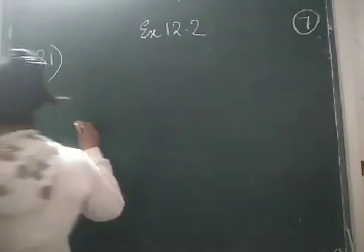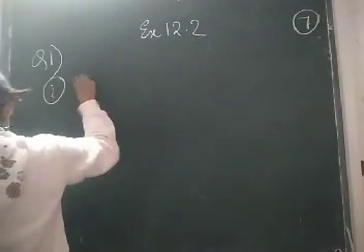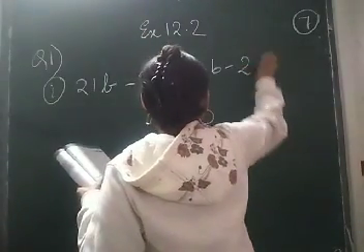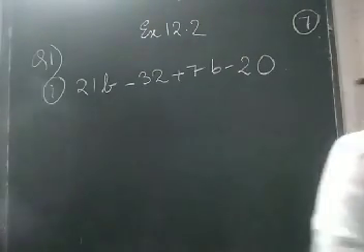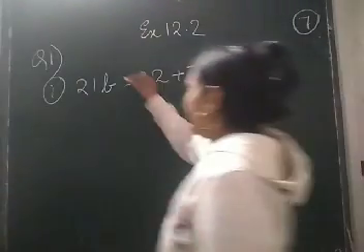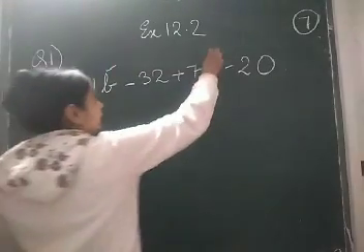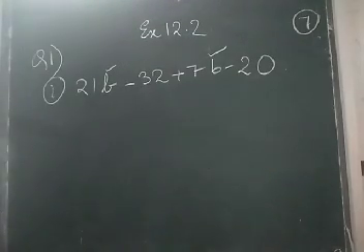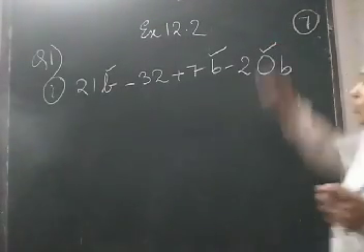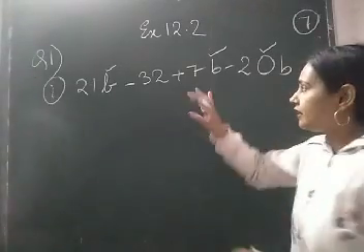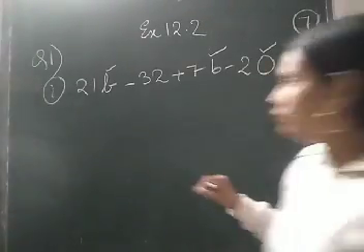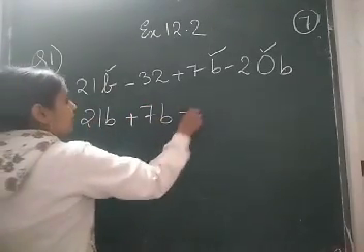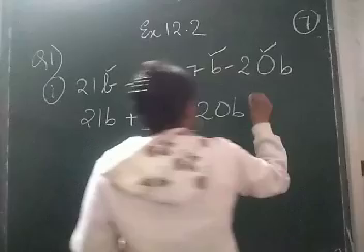Let's start. Question number 1, first one. So here, let's see who the like terms are. 21b. Any term with b? Yes. These two are like terms. Minus 20b, this also, children. This is also a like term. So we write them together. Rest, nothing else is left. No. So 21b plus 7b minus 20b minus 32.